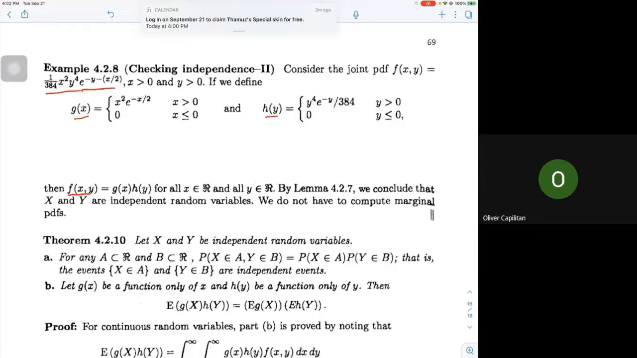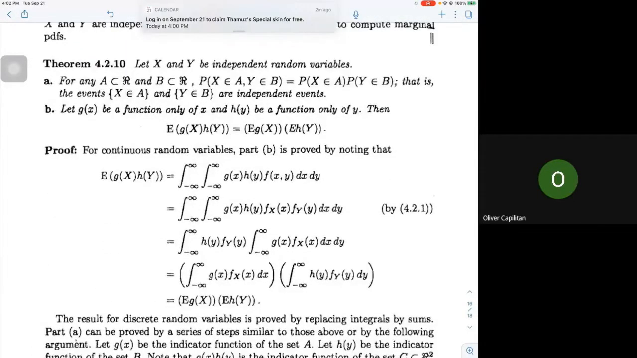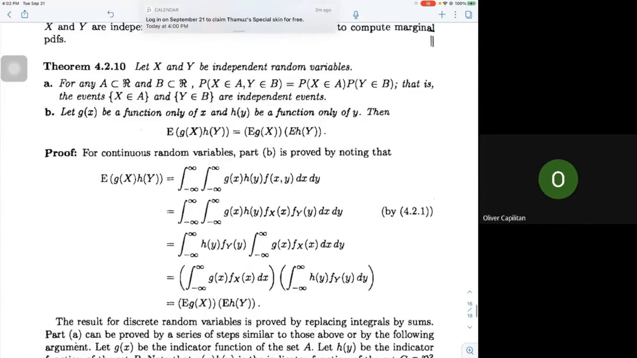Okay, let's proceed to theorem 4.2.10. Let x and y be independent random variables. By the way, this theorem is very important. This can be applied especially in determining the moment generating function of a random variable, if we have two random variables, x and y.